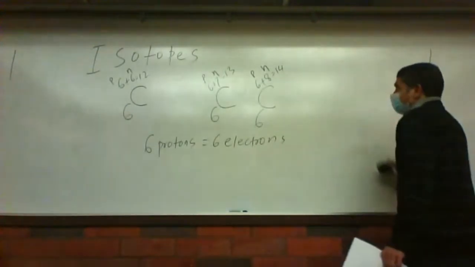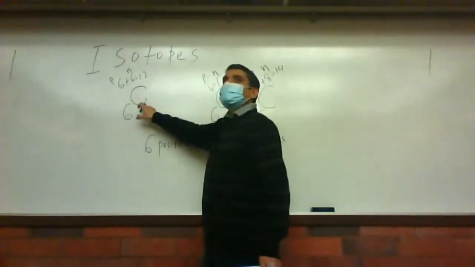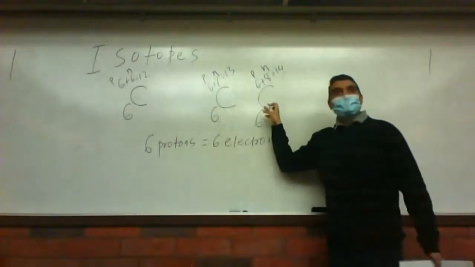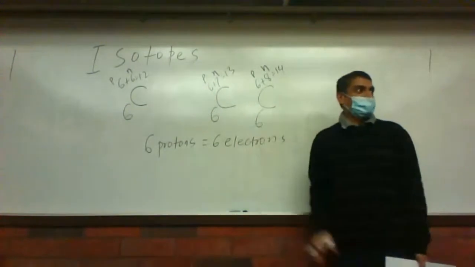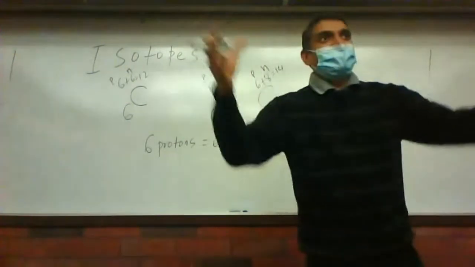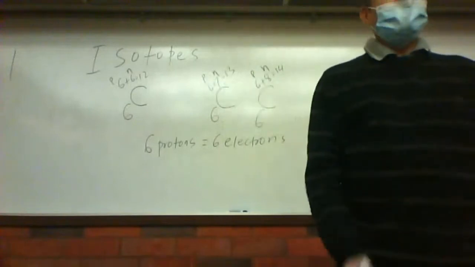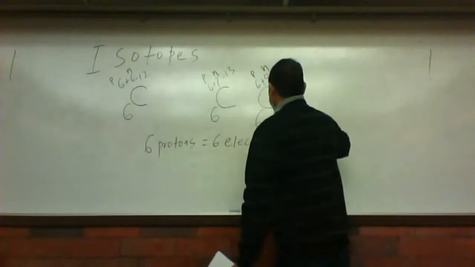So let's talk about another one. In nature, if you go and collect carbon, this one is about 99.9%. This is about 1%, and this is about 0.01%. A very, very tiny amount, this one. So these are called isotopes. Isotopes are the same element. They have the same number of protons but different numbers of neutrons. Yeah? So there is a homework problem for next week from here.